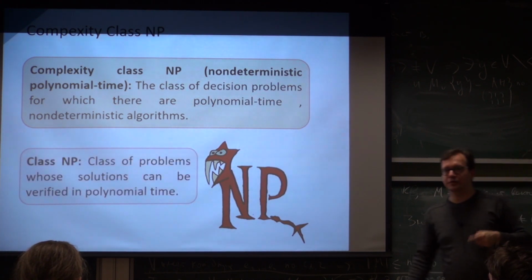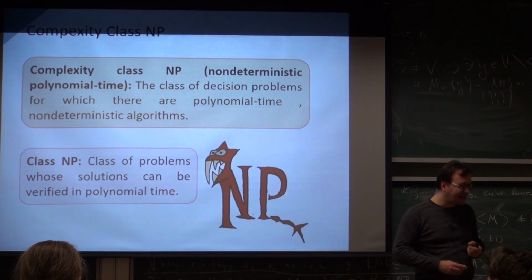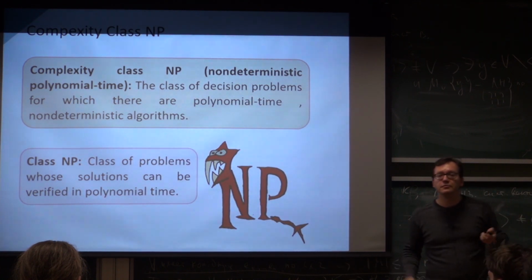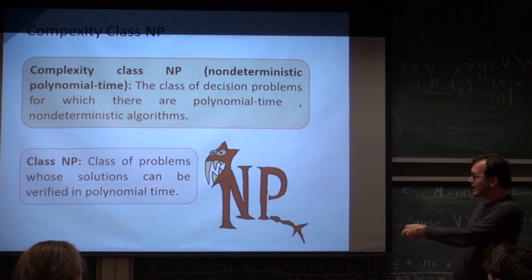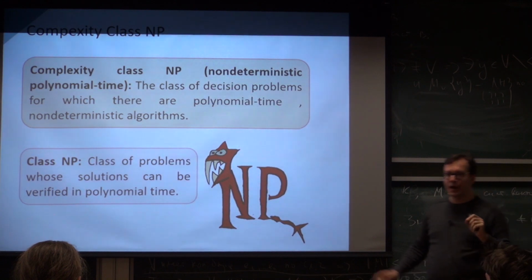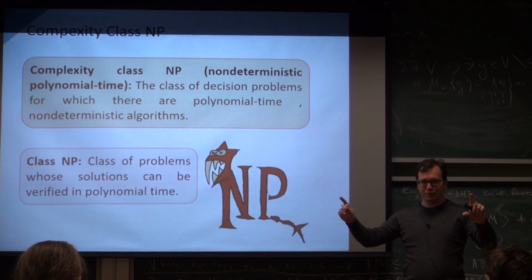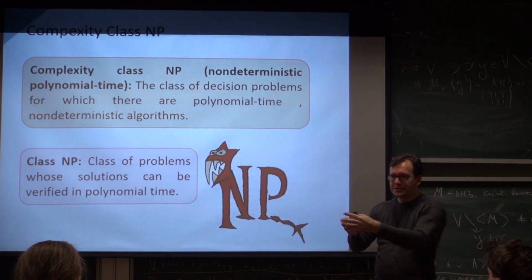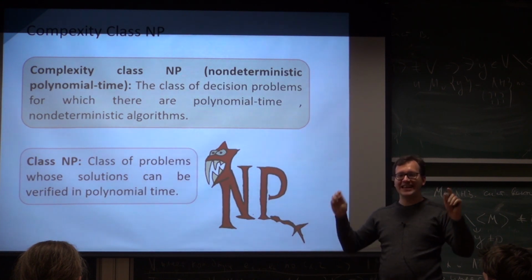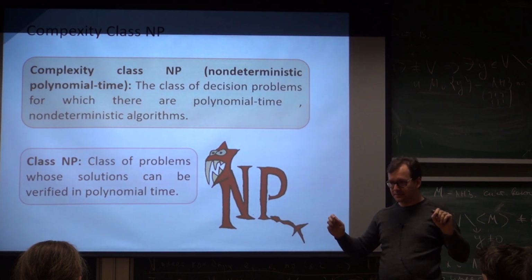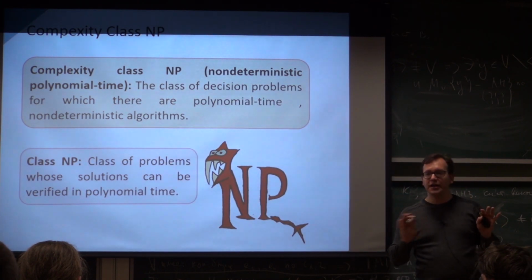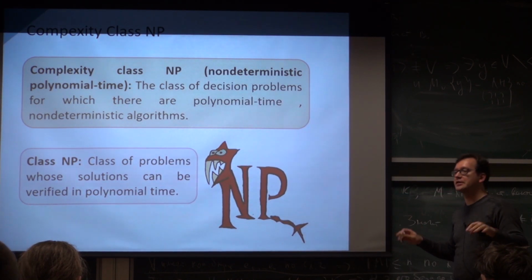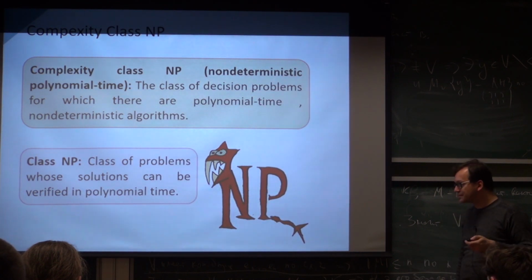If you're a normal person and you simply want to use this class to learn about problems you have, this is the class of problems whose solutions can be verified in deterministic polynomial time. Because for whatever problem you have, by this non-deterministic nature of computation, you can guess what the solution is, and then all you have to do is verify that it is correct. So essentially, NP is the class of problems for which it is possible to verify the solution.